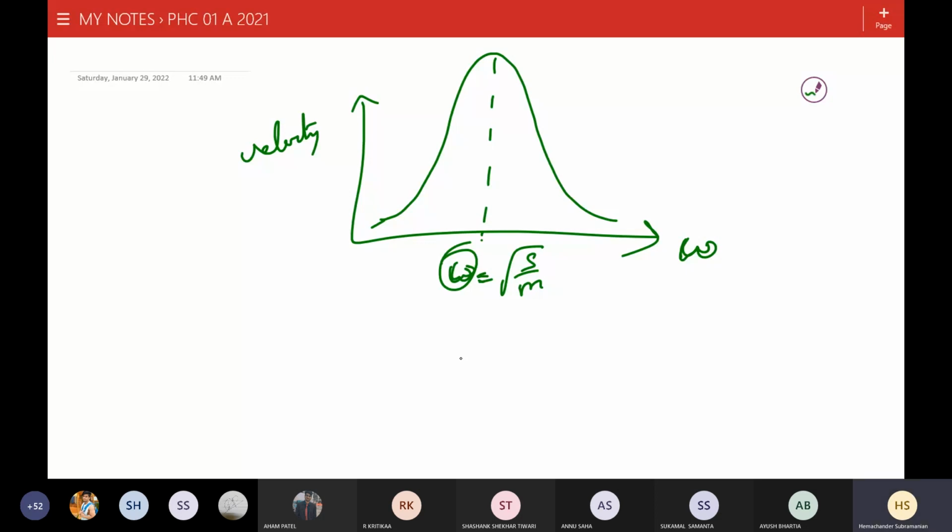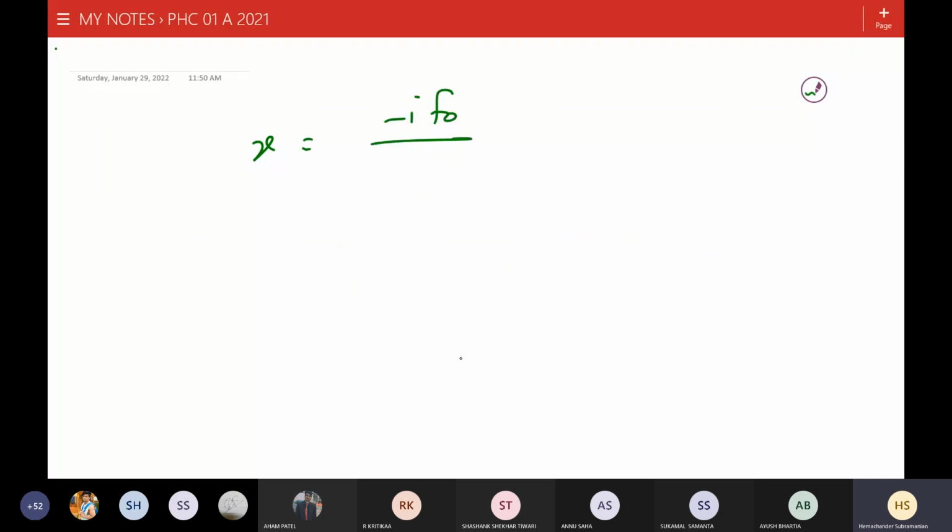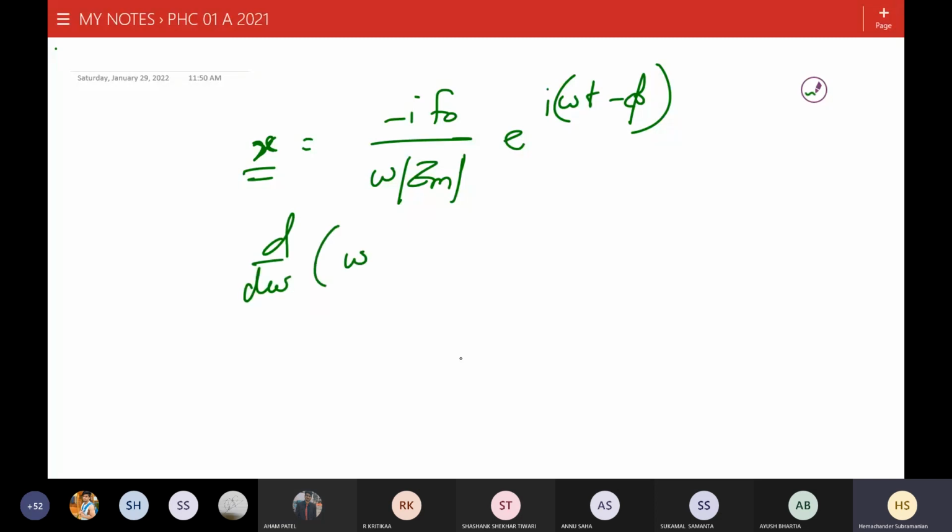Now, can we do the same thing for displacement? X is minus i F naught over omega Zm e to the power i(omega t minus phi). When would this displacement be maximum? Sir, when the denominator is minimum. Yes. How do you make sure the denominator is minimum? Sir, by differentiating and equating to zero, like maximum-minimum. Good. So d over d omega of omega Zm equals zero.